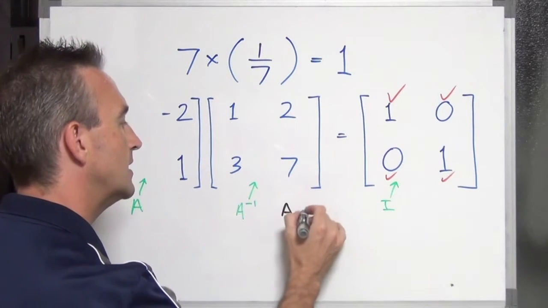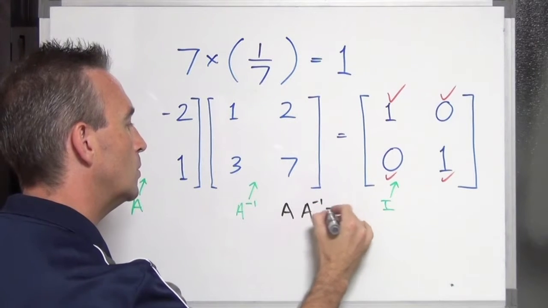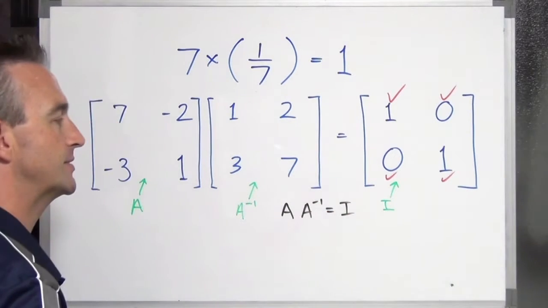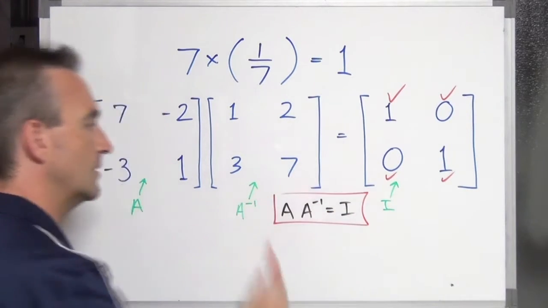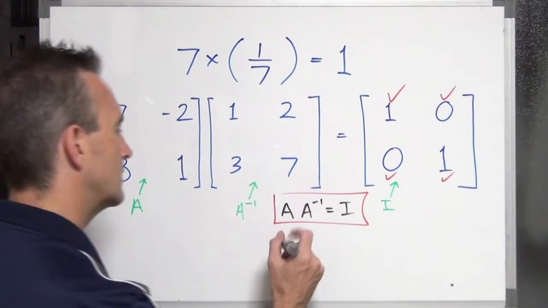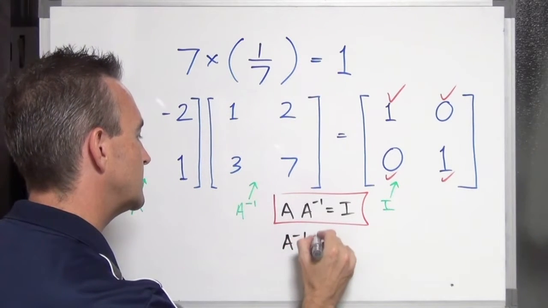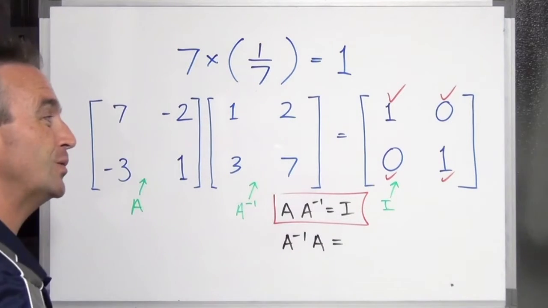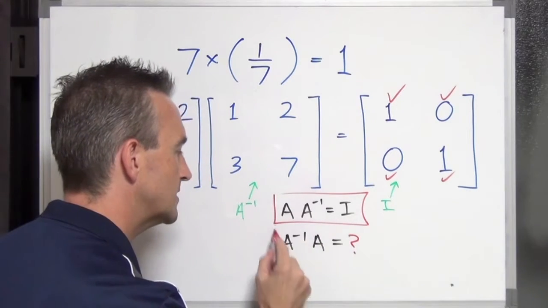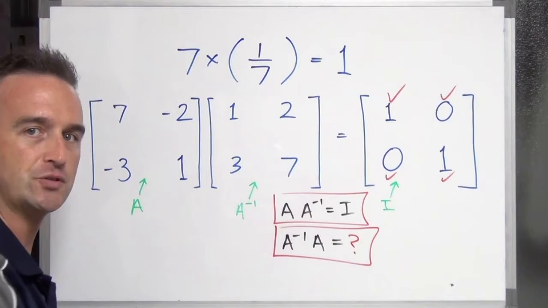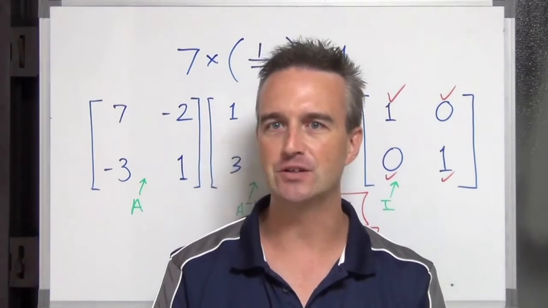Any matrix times its inverse will always give the identity matrix. Like so. What about the reverse order? Does an inverse matrix times the original matrix equal I? Here's a little task for you to do. Is that also true? Go on, give it a try. So that is the concept of an inverse matrix.